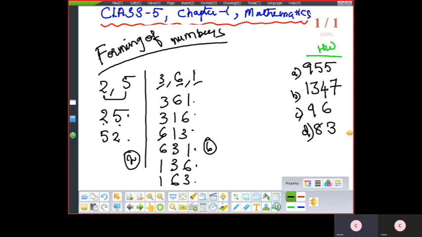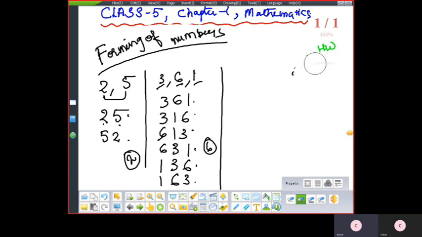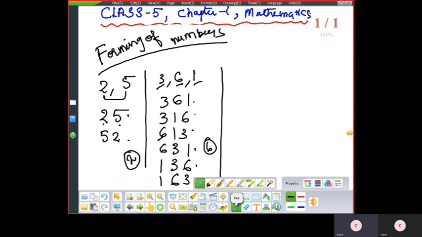Yes? Now, let me just go on with the 4-digit numbers. Just go in a sequence, children, so that you will not be confused and it will be easy for you to go on with it. Okay? So, let me take a 4-digit number.